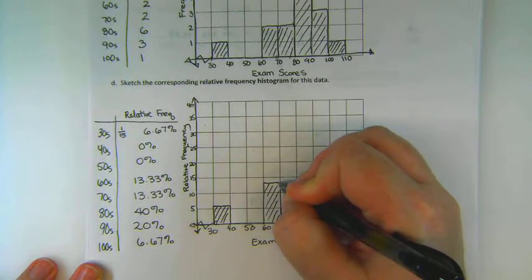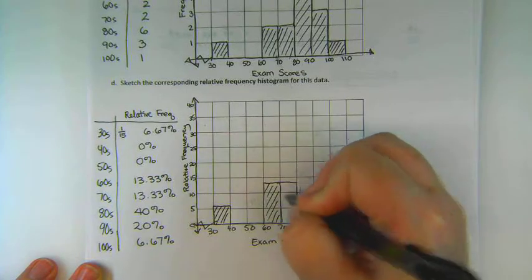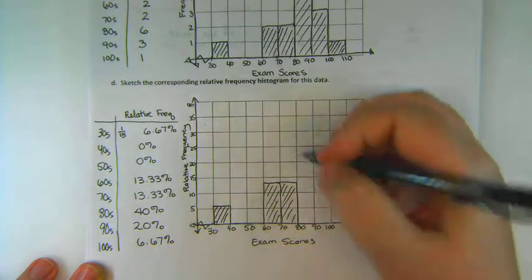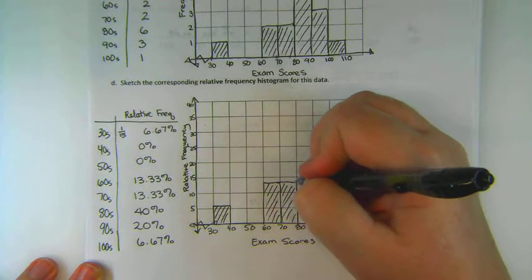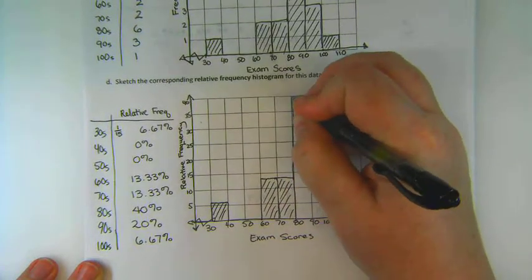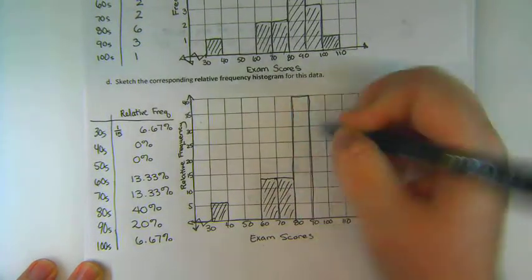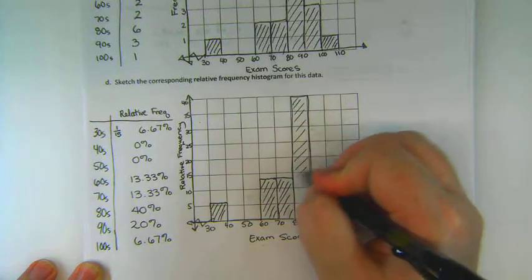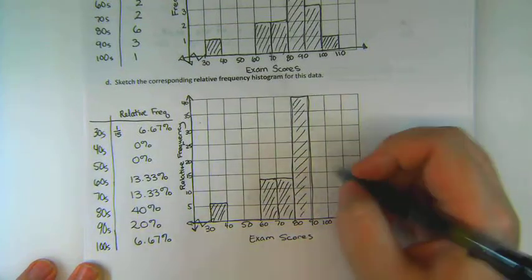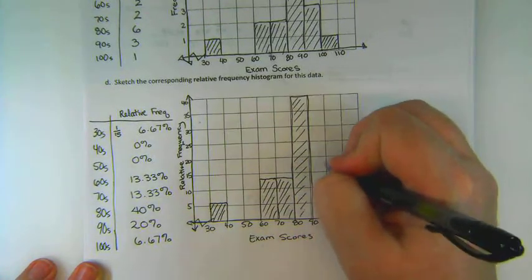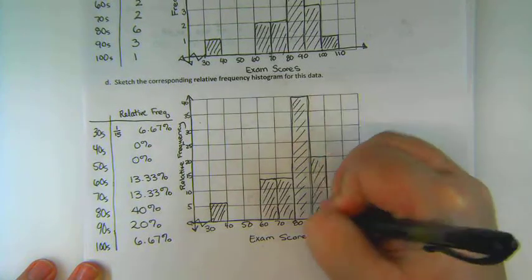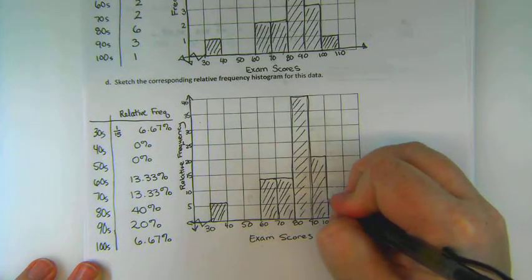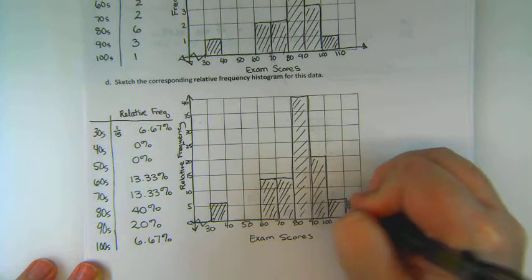70 to 80 will have the same bar height, so you can just kind of carry that over. 80 to 90 will go up to 40%, so that'll bump up all the way up there. We have this tallest bar. And then 90 to 100 was 20%, so we got there. And then a 6.67% there.